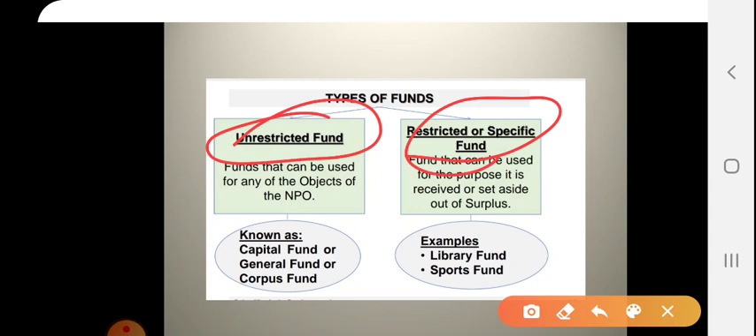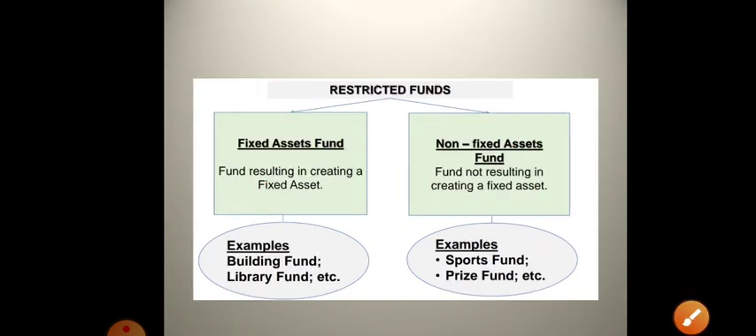For example, unrestricted funds are capital fund, also called general fund or corpus fund; all three terms are the same. Restricted funds are, for example, a fund for construction of a library, a fund for some sport activity, or a fund for construction of a pavilion. If a fund is given for something, it means it is a restricted or specific fund.